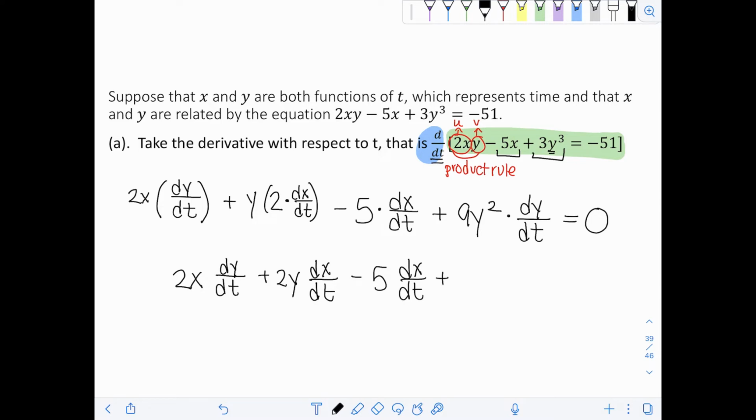So if we were doing implicit differentiation, at this point is where we would try to get dy/dx by itself, and that's not really possible here because we've got two different derivatives going on. We've got a dy/dt, and we've got a dx/dt. So for these problems, you won't be asked to get one of those by itself.